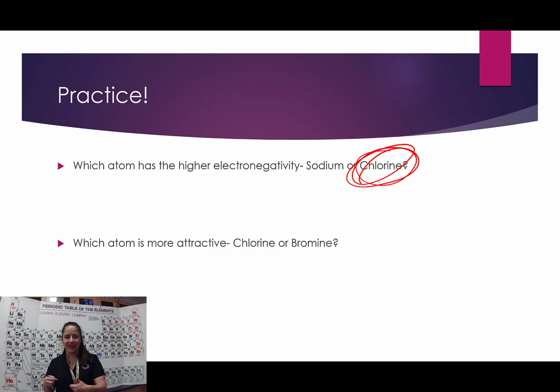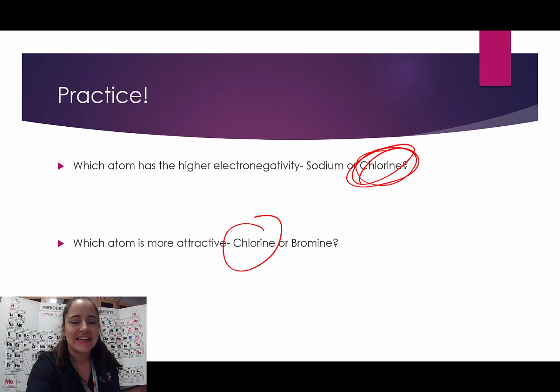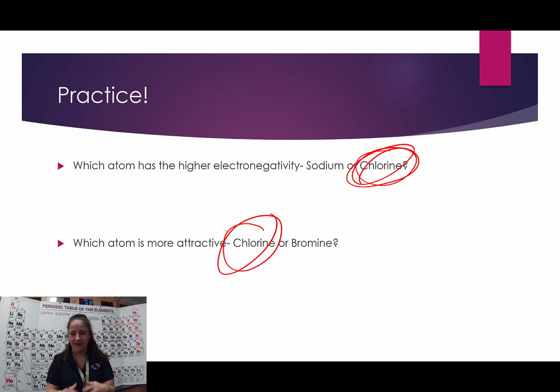Much higher electronegativity. But if we were comparing, say, chlorine and bromine, which element there is more attractive? It's still chlorine, okay? Chlorine has fewer energy levels, so chlorine's going to be smaller and therefore more attractive.